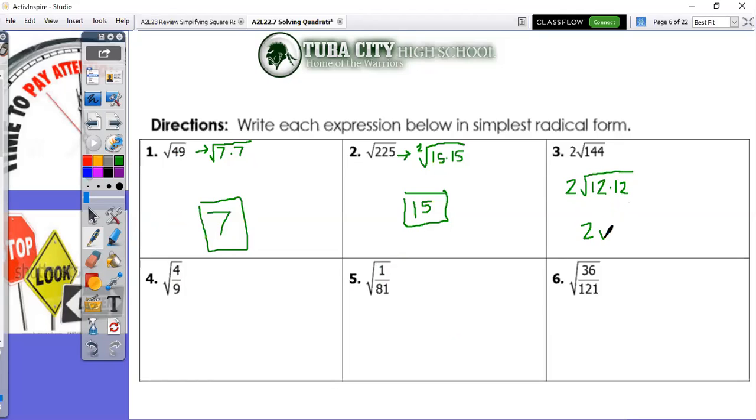So when I take it out of the square root, there's only going to be one of them. So it's 2 times 12, which in this case is going to be 24. And that's our final answer.